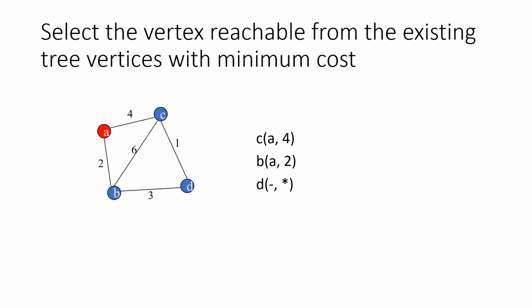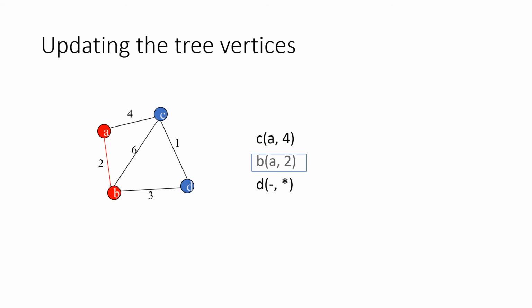So among these two, we have to always go for the minimum one, because we want a tree that covers all the vertices with minimum cost, right? Okay. So accordingly, when we choose which is the minimum one here, B of A comma 2 is the minimum. So now the vertex B will be added along with the tree vertex. Yes, this is the updated tree vertex. Okay. Now this vertex B is added to the tree vertices.